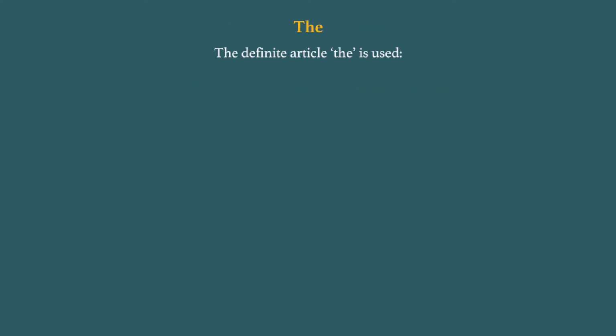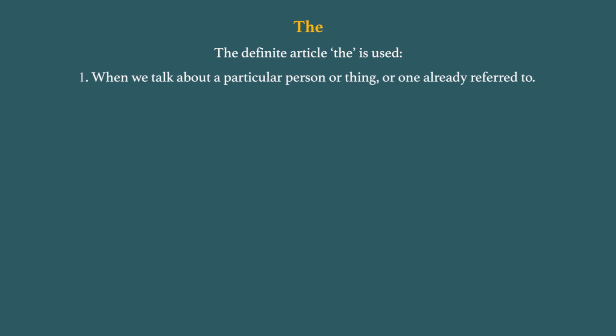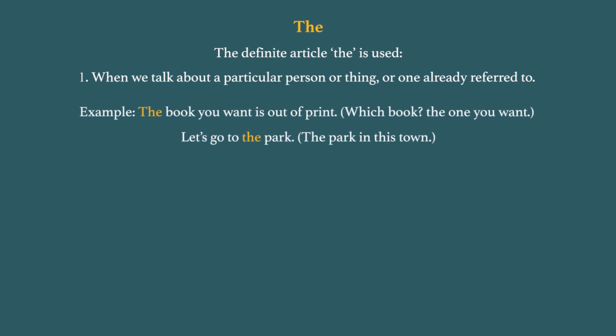Now let us see something more about the article the. The definite article the is used when we talk about a particular person or thing or one already referred to. Example: the book you want is out of print. Which book? The one you want. Let's go to the park. The park in this town.